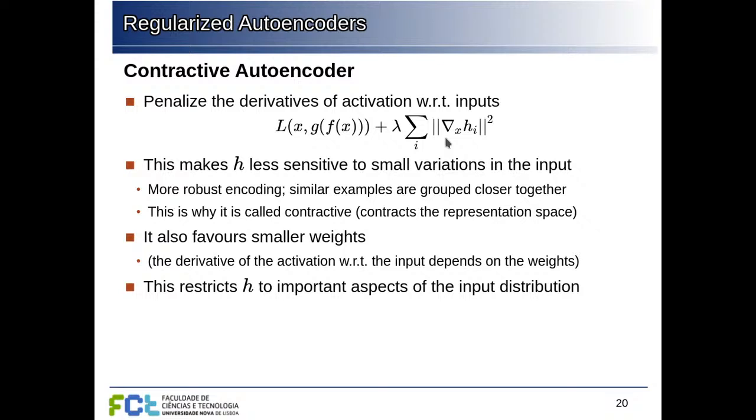And the reason why this is called contractive is that this will tend to make the representation more similar for examples that are close together. So it will try to bring them closer together when we are using this kind of regularization. This will also favor smaller weights, because if we have smaller weights on the network, we also will have smaller derivatives with respect to the input. And so it basically makes our representation conform more to the overall shape of the data distribution.